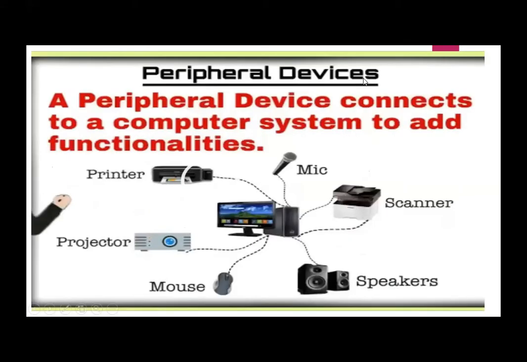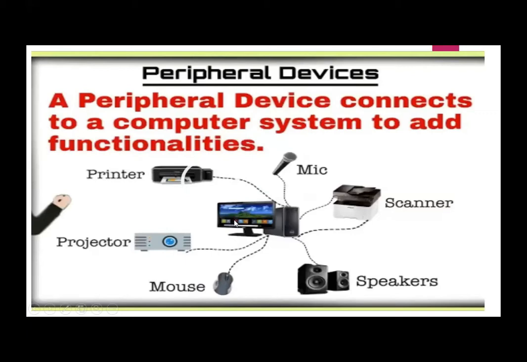peripheral devices. Peripheral devices are those devices that connect to the computer system to add functionalities to perform different functions. Like this is a computer. We attach these extra devices, these peripheral devices, to perform extra or different tasks. For example, we attach the mic for recording sound, scanner, speaker, mouse, projector, printer. All these are peripheral devices.